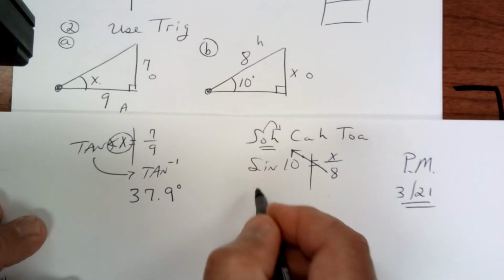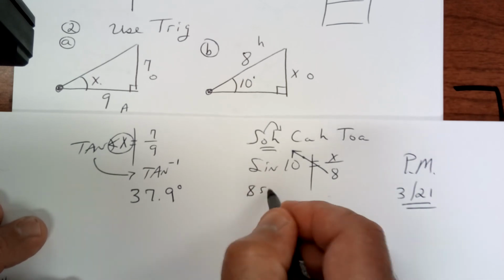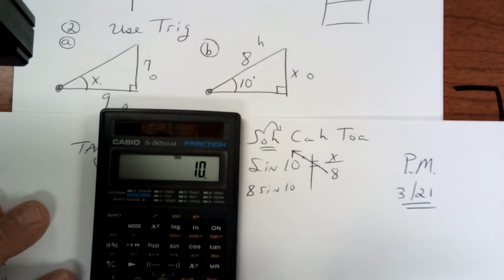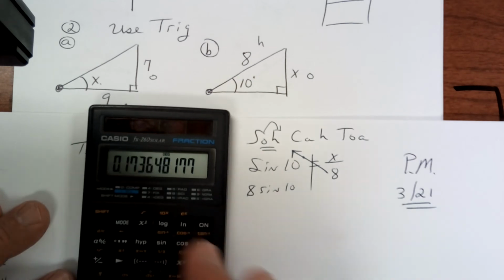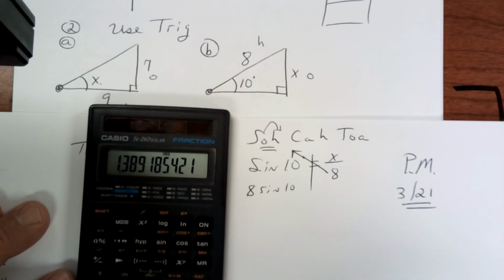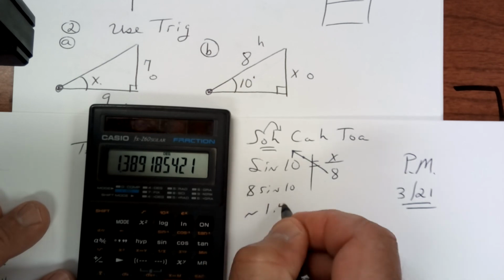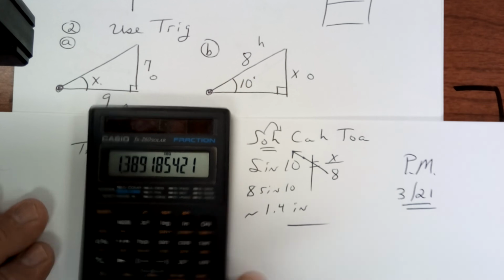So get your calculator. Let's do this one. So we're going to press 10, and then sine, and then times 8. So I'm going to say 1.3. Let me just double check. 10 sine times 8. Okay, yep, 1.4 is what we're going to say. 1.4 inches, and we're done. And that's all we're doing.